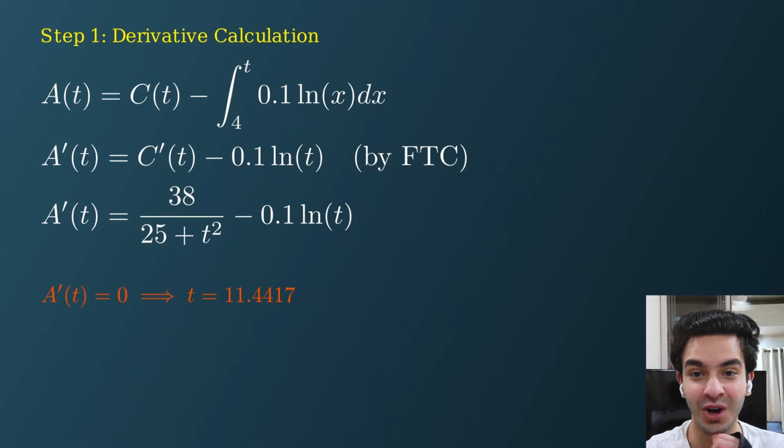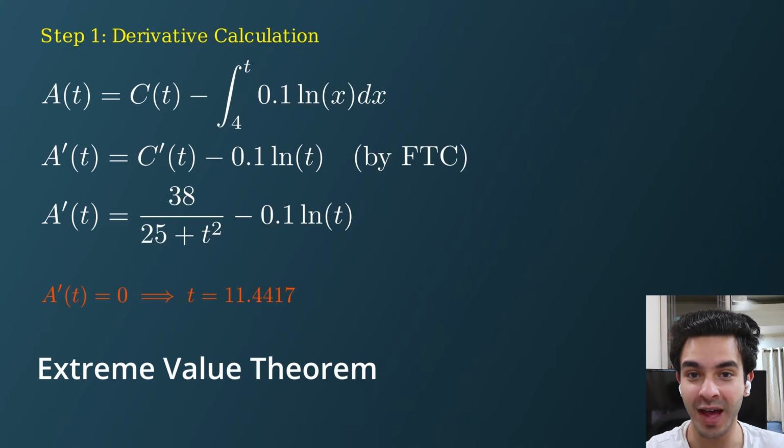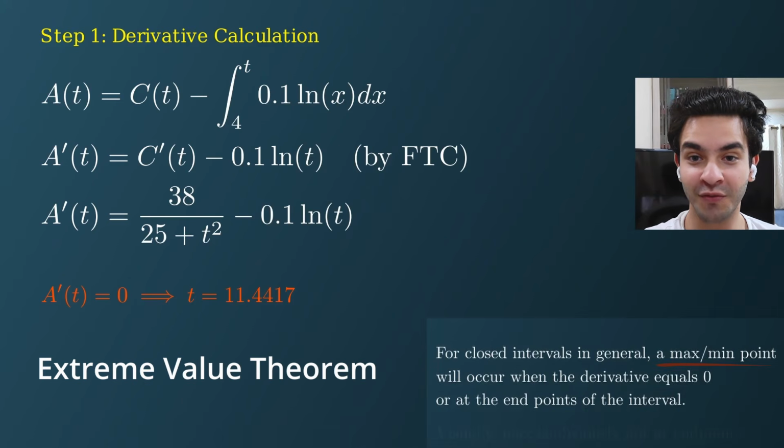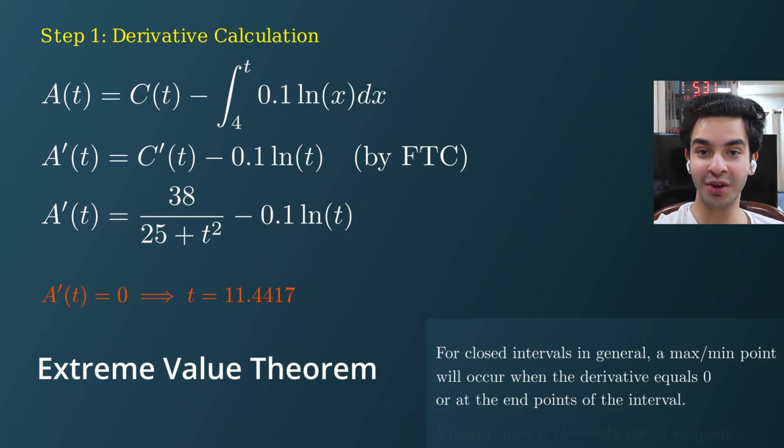So there's this theorem called the extreme value theorem. And basically, it says that the maximum or minimum value of a function over a closed interval is either at a point where the derivative equals 0 or it is at one of the endpoints. And so to find the maximum point, all we got to do is calculate the value of the function at the endpoints and this t-value that we have here and see which is biggest.